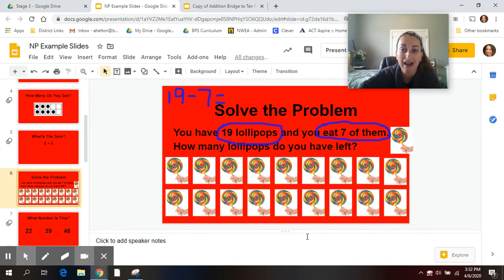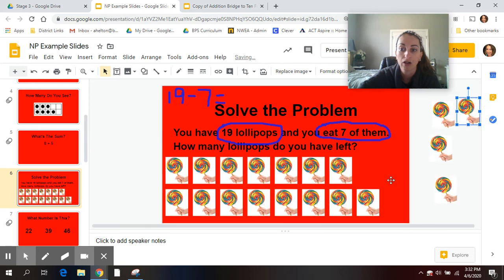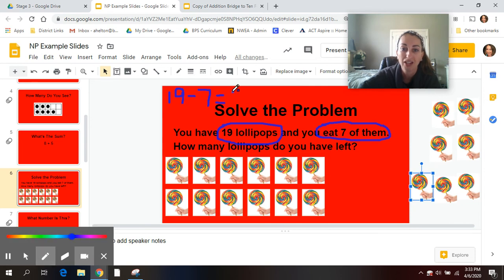What I did is I had 19 lollipops right here, and I'm just going to take 7 of them out and see how many I have left. Okay, so I'm going to move 7 over here. So here's 1, 2, 3, 4, 5, 6, 7. Okay, so I moved 7 out. So then this is what I have left. Let's see how many. 1, 2, 3, 4, 5, 6, 7, 8, 9, 10, 11, 12. Is that what you got? Did you also get 12? Good job.